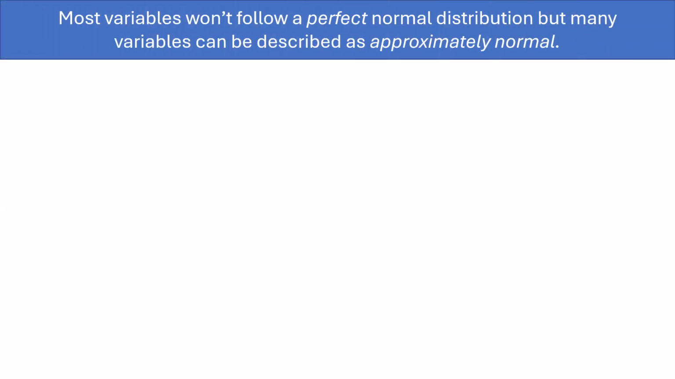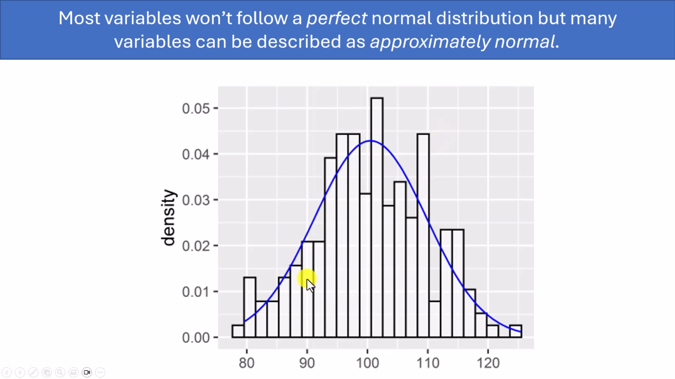Most variables won't follow a perfect normal distribution, but many variables can be described as approximately normal. Here's what that might look like. This histogram does not perfectly fit the normal curve, but it can be approximated by it. So we might say that this variable follows an approximately normal distribution.